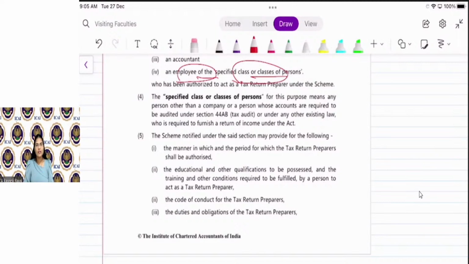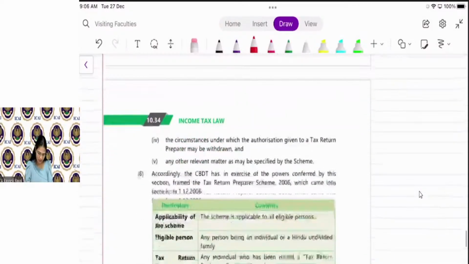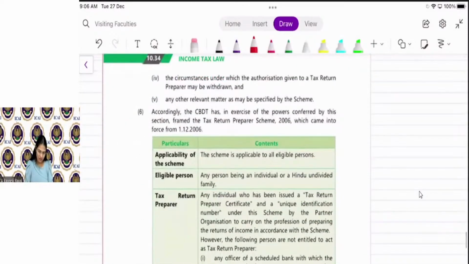The scheme notified under this section provides for the following: the manner in which and the period for which a tax return preparer shall be authorized, the education and other qualifications of a person who wants to act as a tax return preparer, the training they require, the code of conduct, the duties and obligations of a tax return preparer, the circumstances under which the authorization given to a tax return preparer may be withdrawn, and other relevant matters. So the scheme is applicable to all eligible employees.